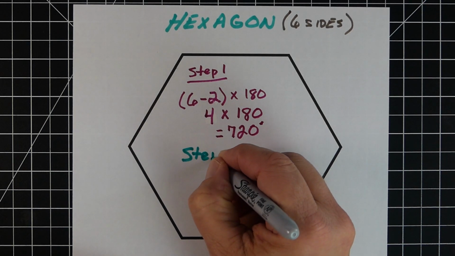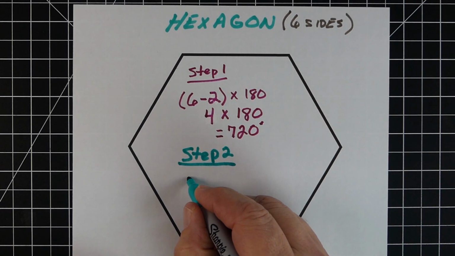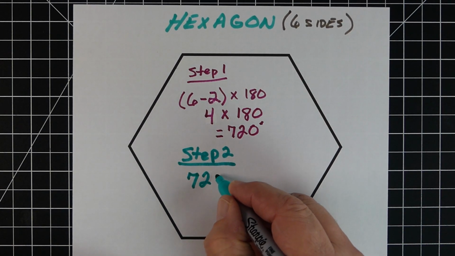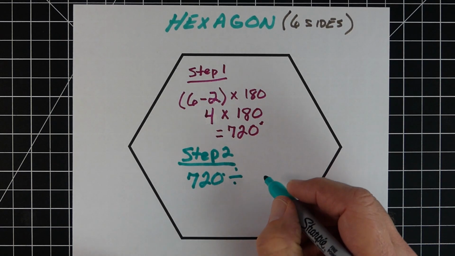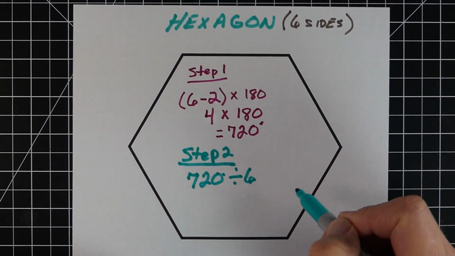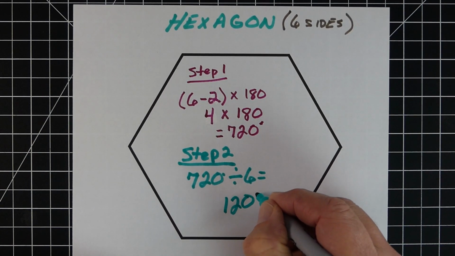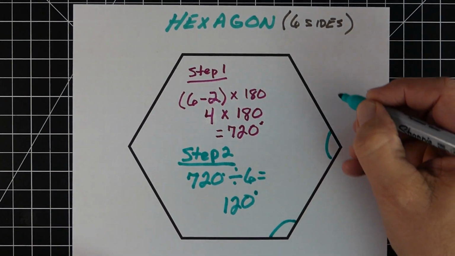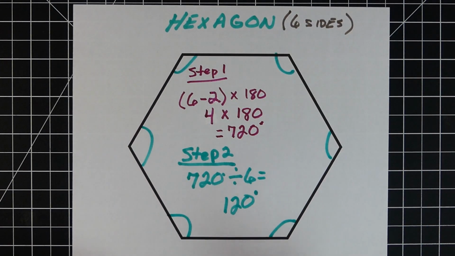That takes us again to step number 2. And in step 2, we're going to take the 720 degrees, the sum of all those angles, and we're going to divide it by 6. And the reason we're dividing by 6 again is because there are 6 sides or 6 angles. So we divide by 6, and when we do that, we're going to get 120 degrees. So what that means is each one of these angles is exactly 120 degrees.